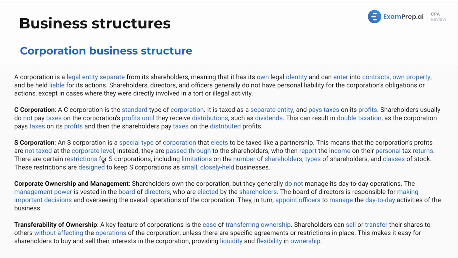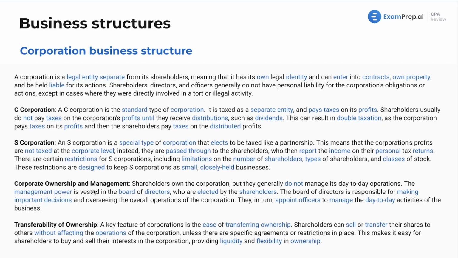There are certain restrictions, which again, we'll talk about: limitations on the number of shareholders, the types of shareholders, the classes of stock that can be created. These restrictions are designed to keep S corporations as small, closely held businesses. Think of S corps just like LLCs. This was created by the government to help out the small businesses, help them kind of survive so they're not held to the same stringent standards and regulations that larger corporations would be, and all of the taxation that comes with that as well.